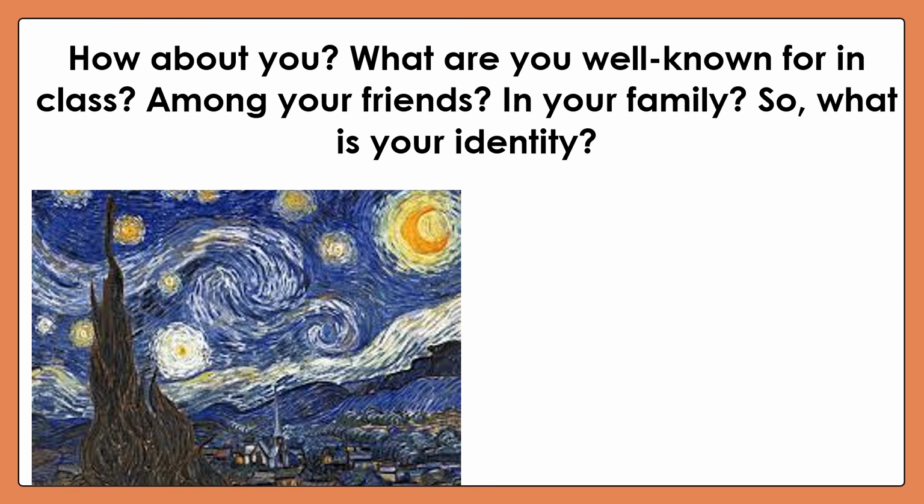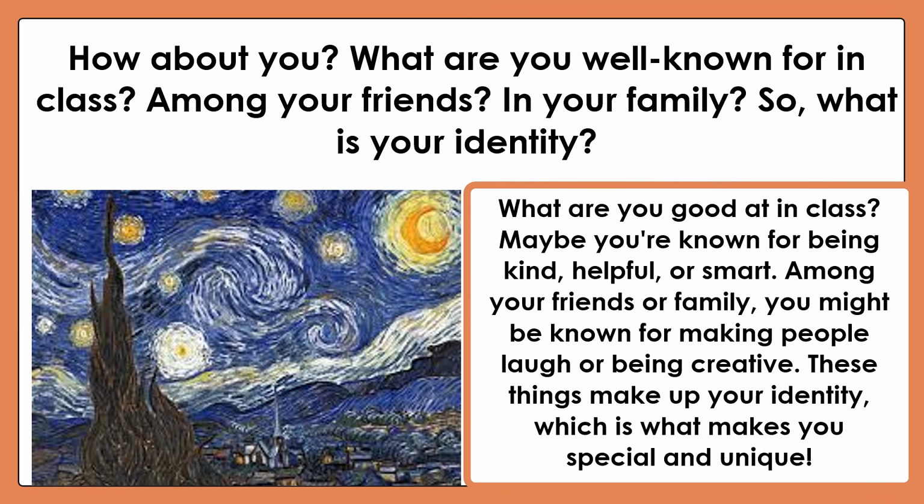How about you? What are you well known for in class, among your friends, in your family? So, what is your identity? Possible answer: what are you good at in class? Maybe you're known for being kind, helpful, or smart. Among your friends or family, you might be known for making people laugh or being creative. These things make up your identity, which is what makes you special and unique.